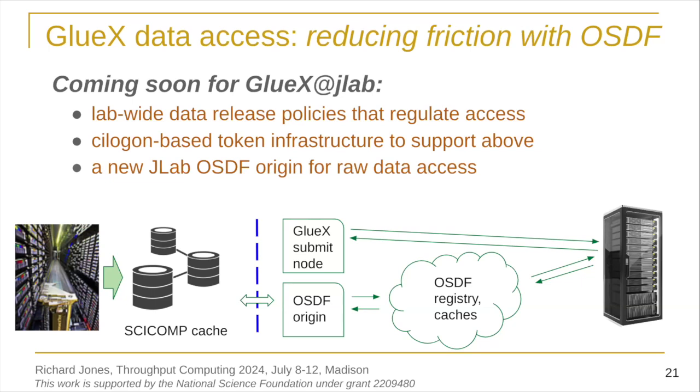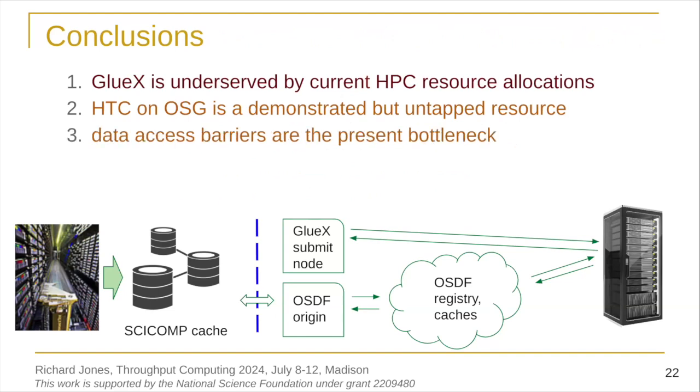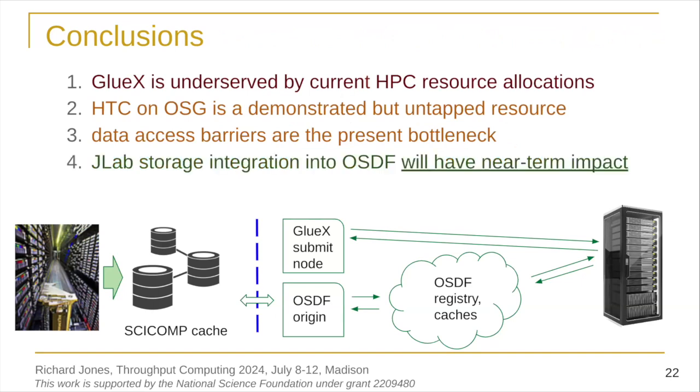and the new JLab OSDF origin set up. Okay, so the conclusions: GlueX is underserved right now by our HPC resource requests. We have demonstrated capability on the OSG, but we have data access barriers that prevent us from effectively using it. And we're on the verge of having an important acceleration in our science enabled by the OSDF plus OSG.